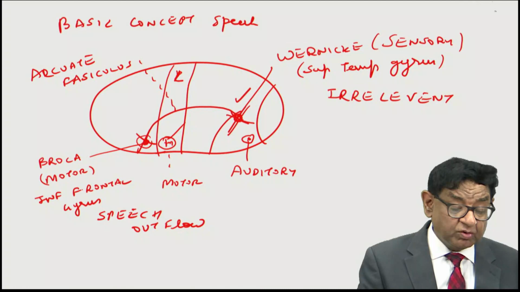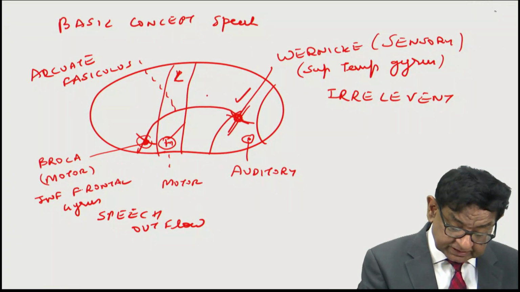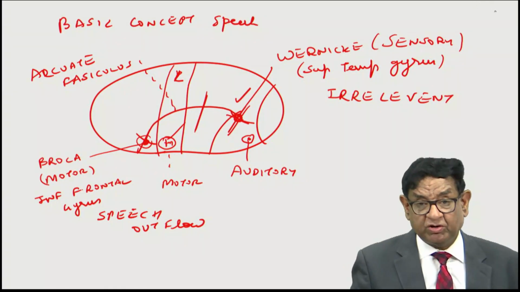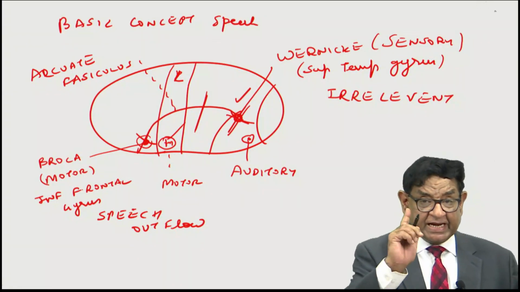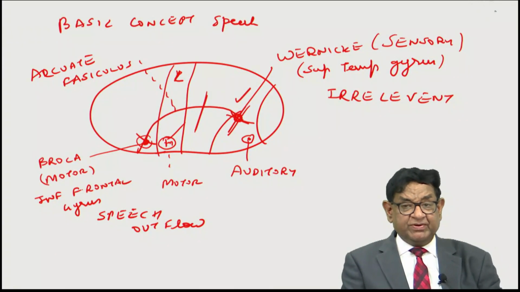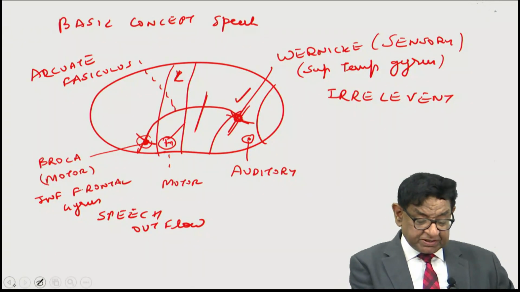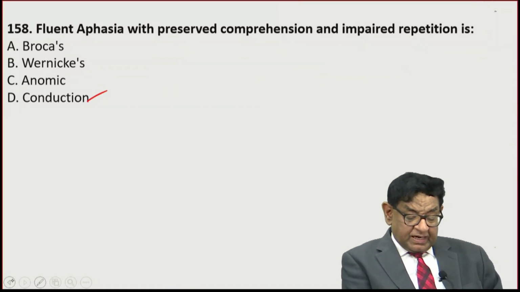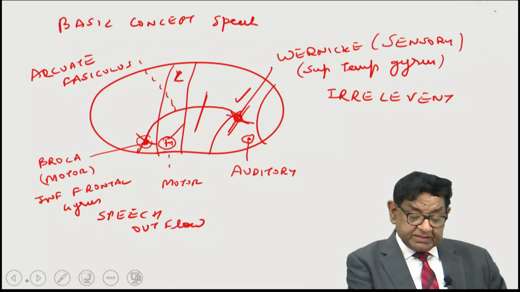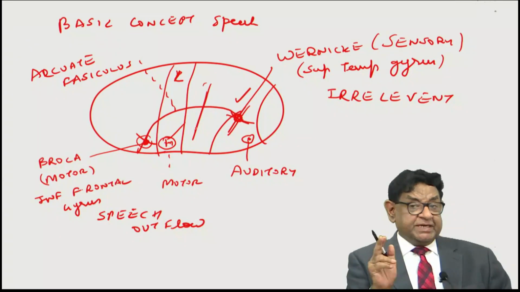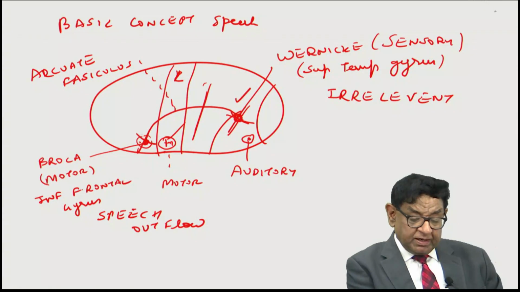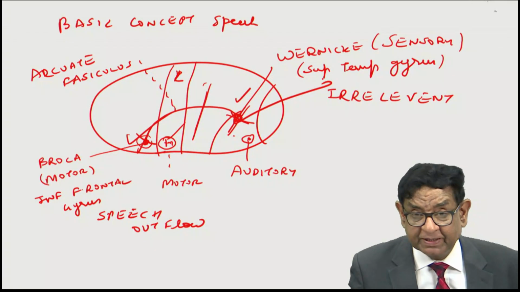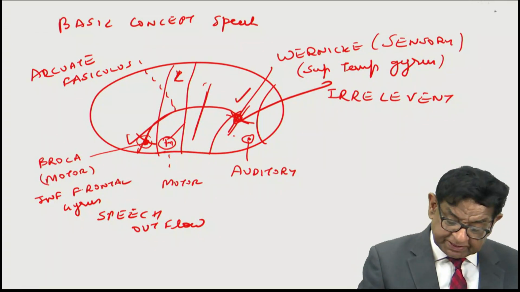Okay? Well, suppose this is damaged. Then what happened? Repetition is lost. Now comes the rank number 1 question. Tell me the mechanism by which we can say repetition is lost. This is the rank number 1 question. The answer is, in this case, this is gone. But remember, his Broca's area is normal and his Wernicke area is normal. There is no problem.